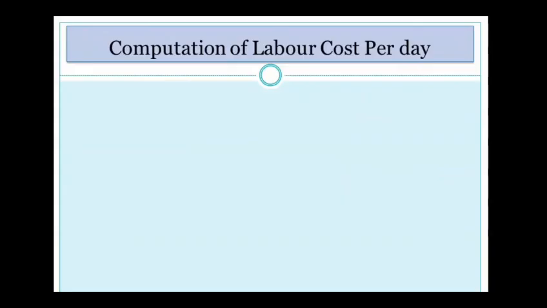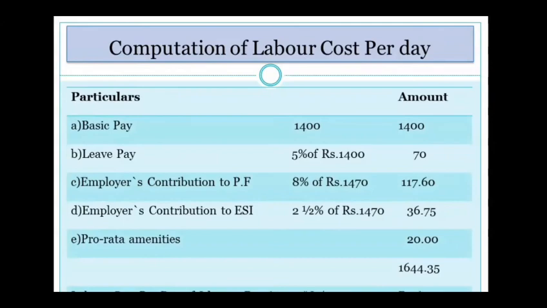So for that, we are going to prepare a statement. Here we prepare two columns: one for particulars and another for amount. The basic pay is given as 1400, so we write 1400 here. The second one is leave pay. It was asked to calculate leave pay as 5% on basic pay. So 1400 into 5 divided by 100, we get 70. We have written it here as it is.